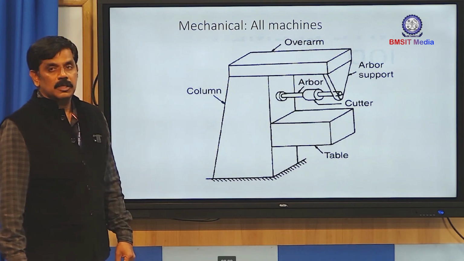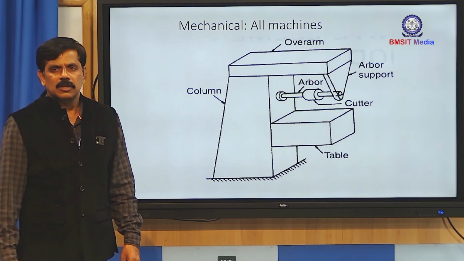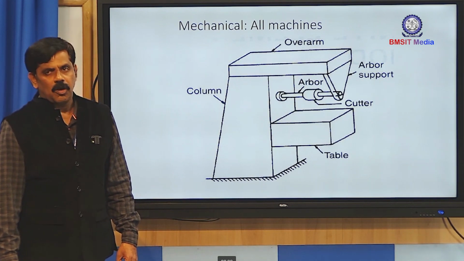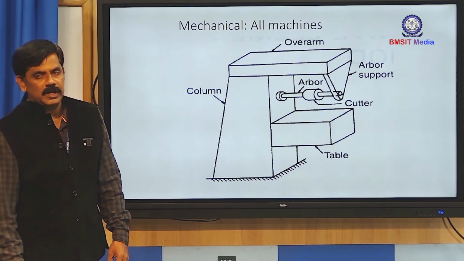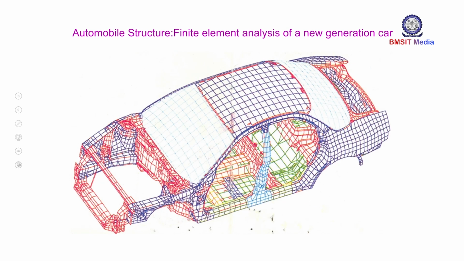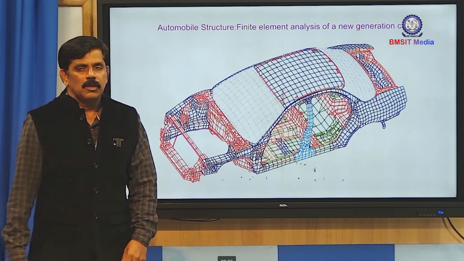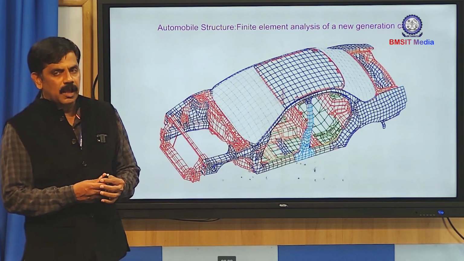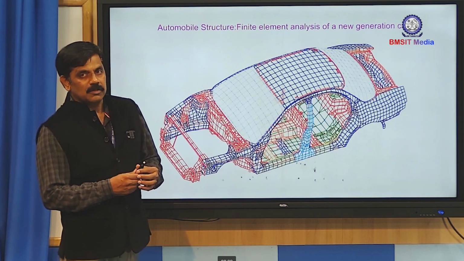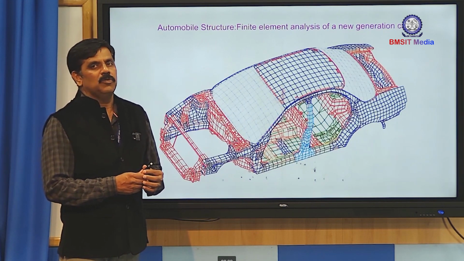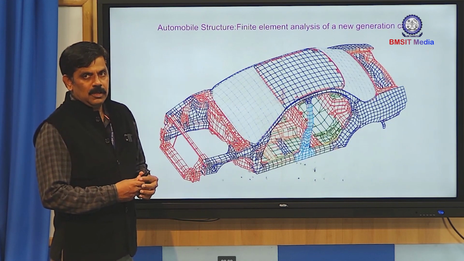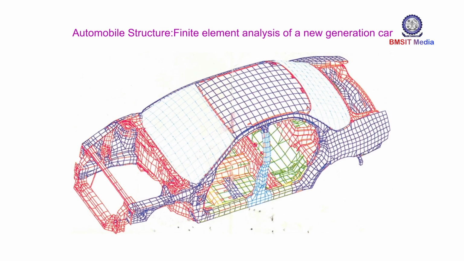When machining is taking place, what is the deformation of the cutter, what is the deformation of the arbor, what is the deformation of the whole body or the column. In such cases, we can use finite element analysis to get the deformation. Then one more is finite element analysis of the whole car body. We can analyze individual components using the finite element method, but also the whole car body, when a crash happens or because of wind load or some other load, what is the deformation. All those things can be analyzed using finite element analysis.